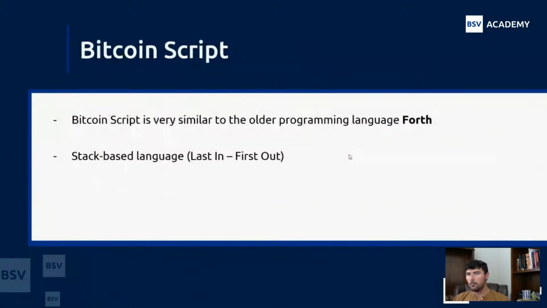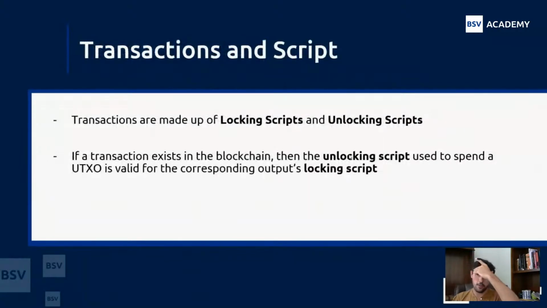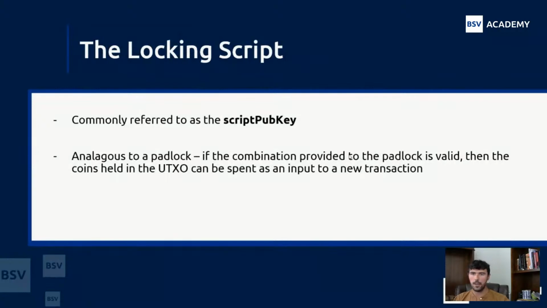So now we've introduced the mechanism for how we can build these equations, but how do they actually look in a transaction? Every transaction is made up of locking scripts and unlocking scripts. A locking script basically sits there for an output, and it's some equation that you have to solve in order to spend the coins in it. If any transaction exists in the blockchain, then that means that the unlocking script used to spend any of the outputs in the transaction had to be valid for the corresponding output's locking script. And the reason why we know that is because it's a predicate. So the miners will only accept a transaction if the script interpreter evaluates to true. So we know that because it evaluates to true, it has to be valid.